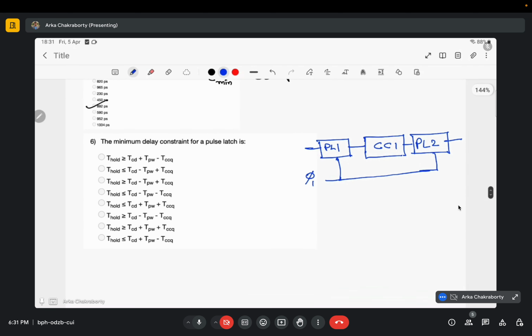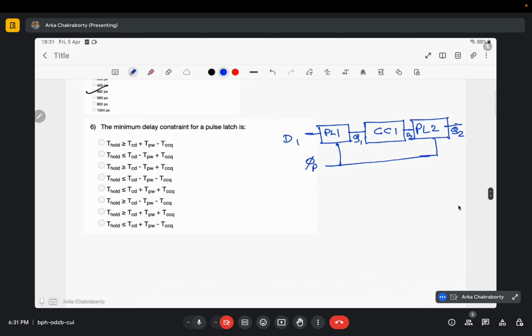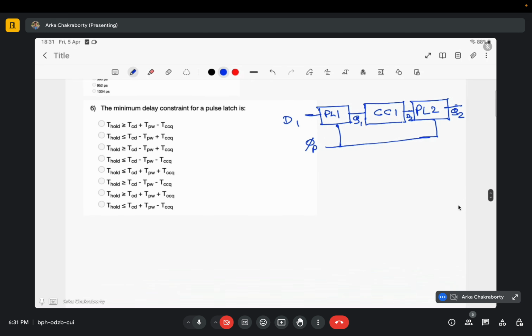So here the clock would be a pulse clock width. We'll be seeing how it looks like. Input would be D1, it would be Q1, this would be called D2, this would be called Q2. Fine. So let us look into how this clock pulse, D1, Q1, D2 would look like.